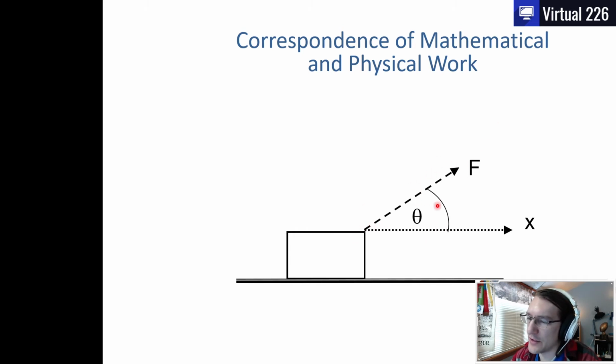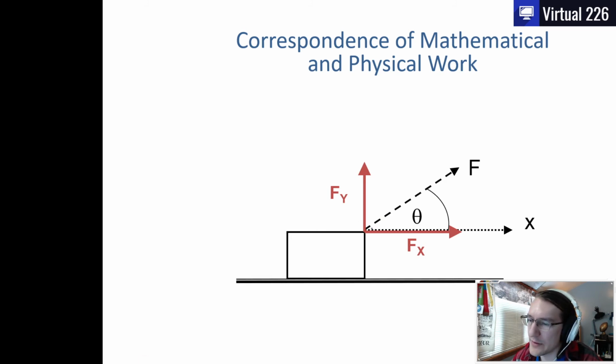Okay, so there's a force here up at some angle, and because we're pulling on this box with some force at some angle, the box is going to move to the right. Now, if we took the dot product of this, we would want to find what component of the force is acting parallel to the displacement, parallel to this x. And the way we'd find that is we'd break up this force vector into its x components and its y components.